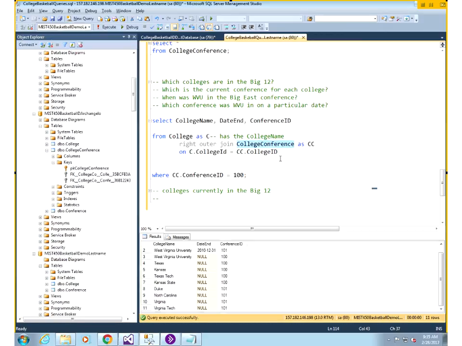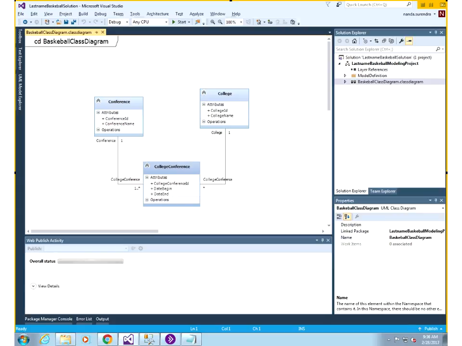Okay, but right here is the college conference, right? So we said whatever is in the outer join, I'm taking everything from college conference, and then I'm connecting it to college, regardless of whether there is a college conference instance that connects to college or not. So can there be a college conference instance that does not connect with college? And why is that? Actually, why can you not have that?